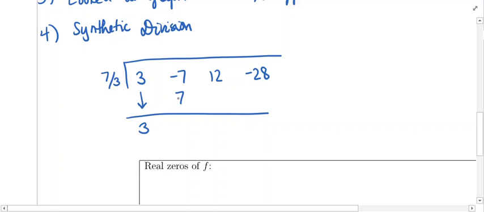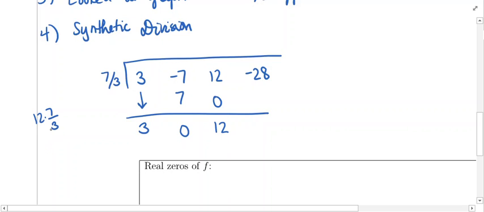Okay, and then we add this way. -7 plus 7 is going to be 0. And then we multiply. 0 times 7/3 is going to be 0. We add this way. So 0 plus 12 is 12. And then we're going to multiply 12 times 7/3.